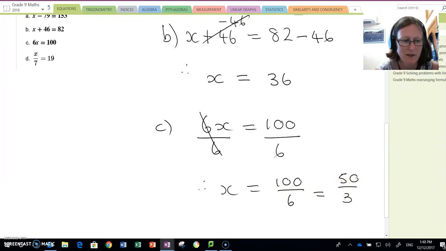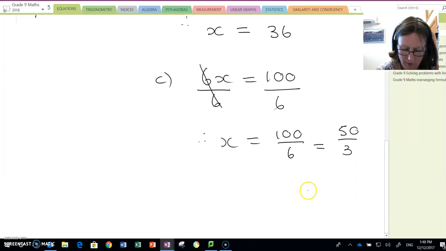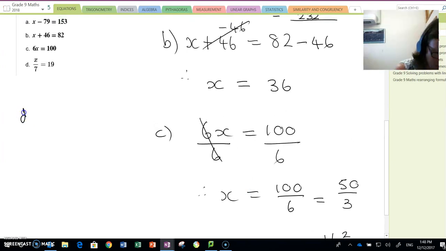And we can leave that as an improper fraction, or if we want, we can change it to a mixed number. How many 3's are in 50? 16. That gives us 48, which means there's 2 out of 3 left over. Our last example here, D, is x divided by 7 equals 19.